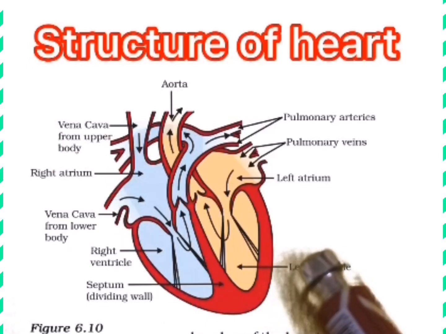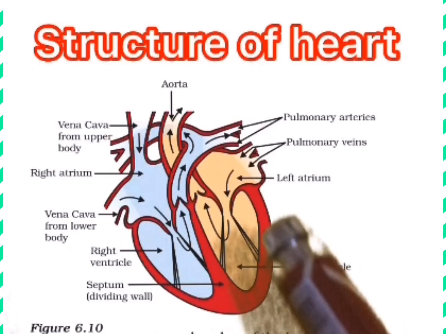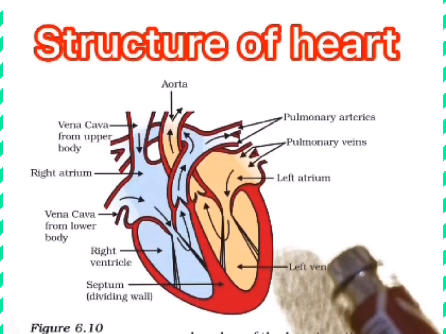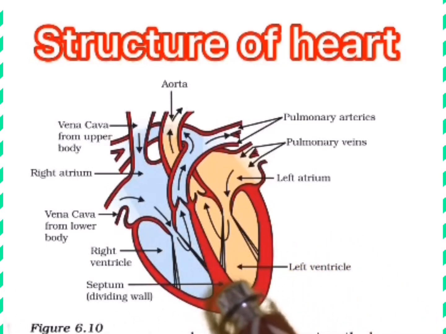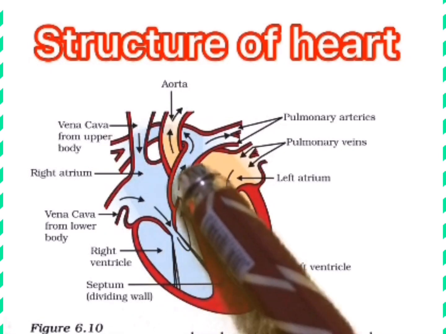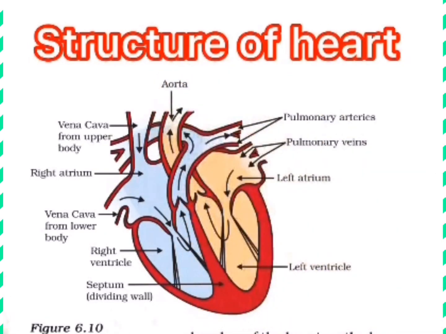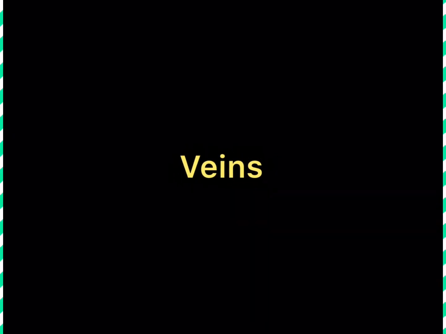When left ventricle relaxes, it gets blood. When left ventricle contracts, it moves to the biggest artery called aorta. So through aorta, it moves to all the parts of the body.